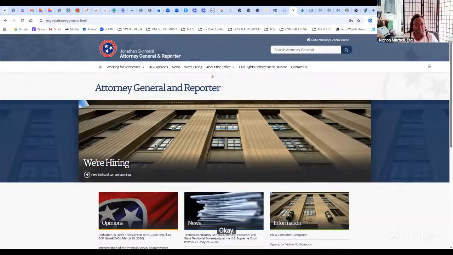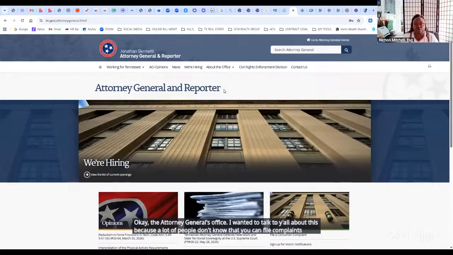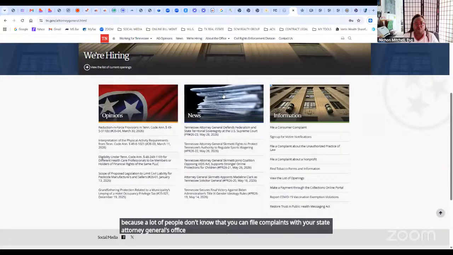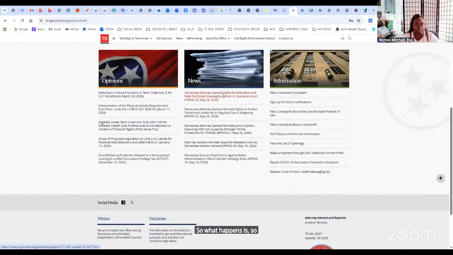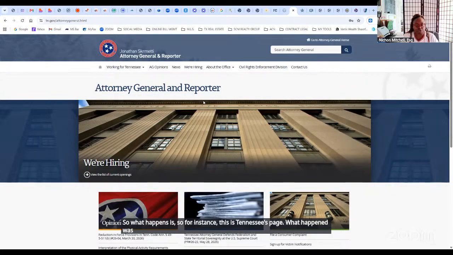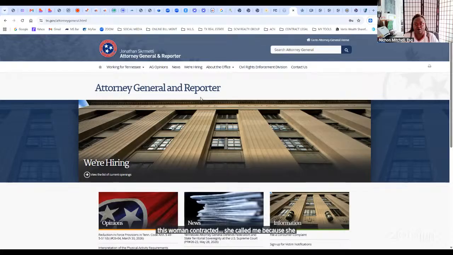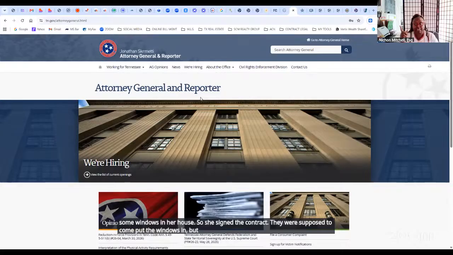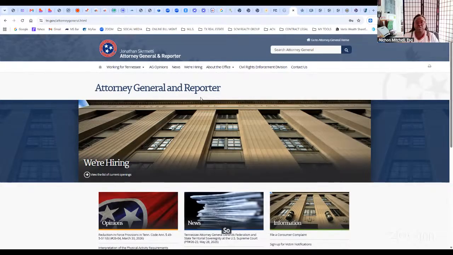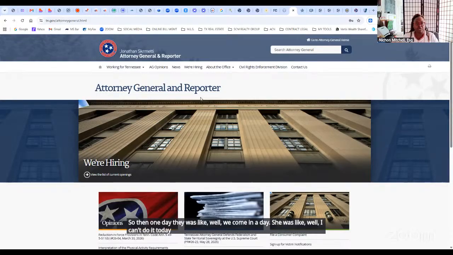Okay, the Attorney General's office. I wanted to talk to y'all about this because a lot of people don't know that you can file complaints with your state attorney general's office. So for instance, this is Tennessee's page. What happened was this woman called me because she paid this company to install some windows in her house. So she signed the contract. They were supposed to come put the windows in, but they kept canceling the appointment. Then one day they were like, well, we're coming today. She was like, well, I can't do it today because I have to work. So then they said, well, you violated the agreement, and they tried to send her a bill for some ridiculous amount, like $17,000.